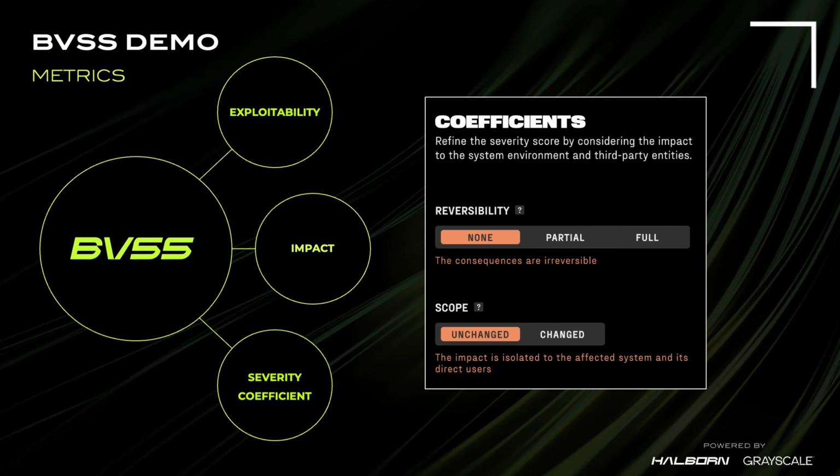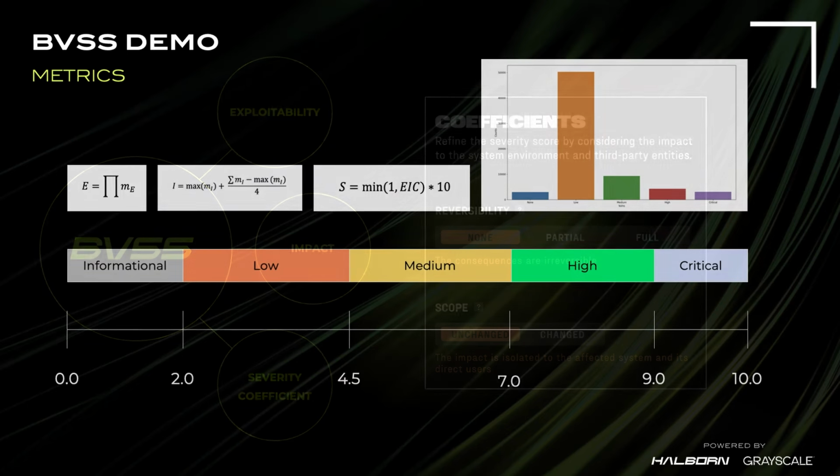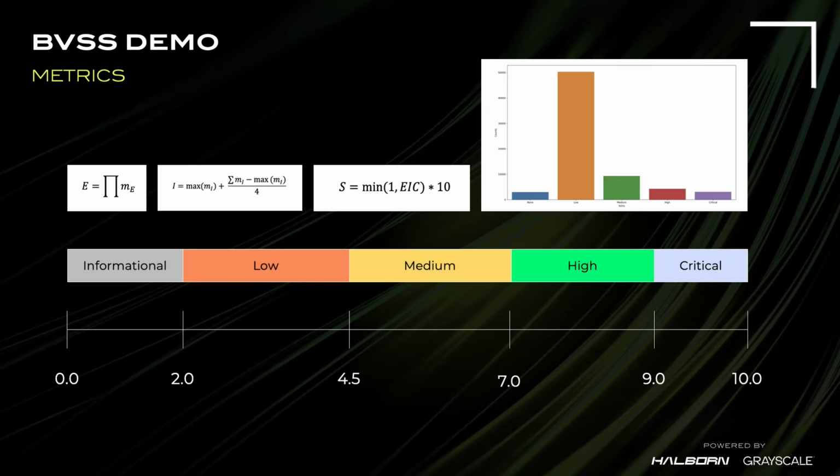Scope, basically unchanged or changed. On blockchain, since we have DeFi protocols and so many interactions going on, there is a way for you to decide if this metric will be affecting just your project or expanding to other projects in the ecosystem. So creating BVSS was not something quite easy initially.